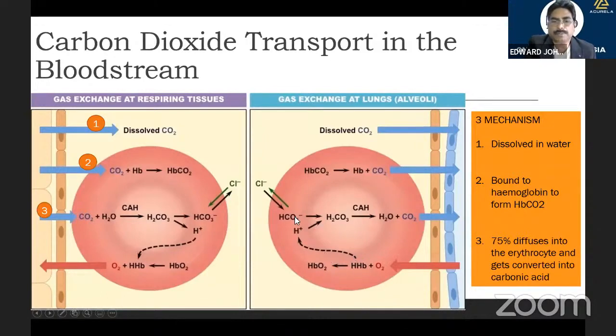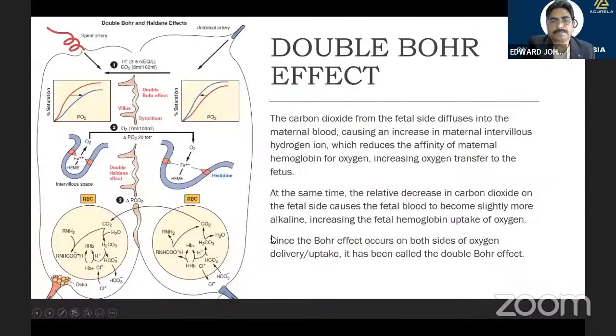So the bicarbonate exchanged from the cytoplasm for chloride combines with the released hydrogen ion from the hemoglobin, and it dissociates into water and carbon dioxide, which is released to the alveoli. So this is the transport of carbon dioxide in the bloodstream. So you will ask, what is the double Bohr effect? What is the double Haldane effect? Most of you are confused with the double Bohr effect and double Haldane effect.